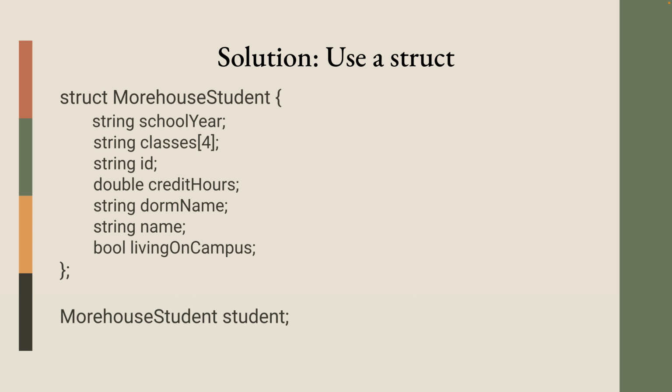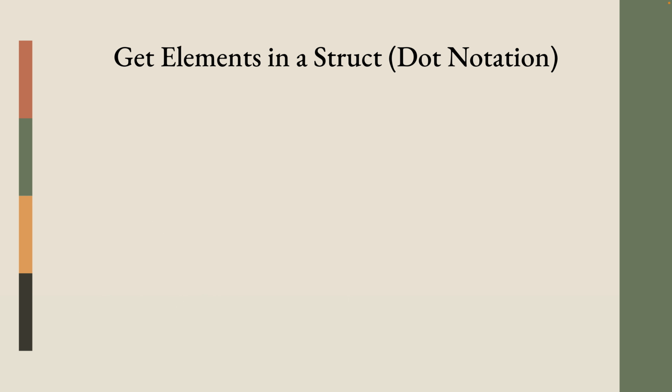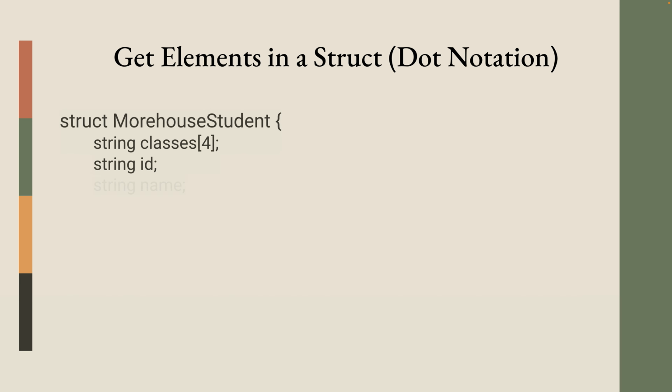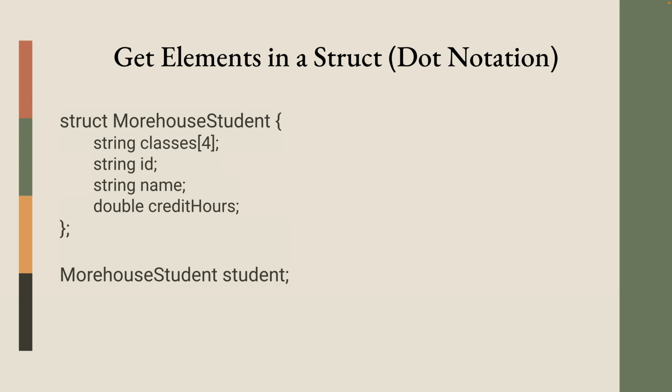Okay. Now if we want to actually get elements in a struct, we use what's called dot notation. Again, if this is our struct and we wanted to set the name of the student in this struct, can anyone guess what that would look like? Okay, student.name, and then what? Equals whatever name we want. So essentially, it would look like that, student.name.